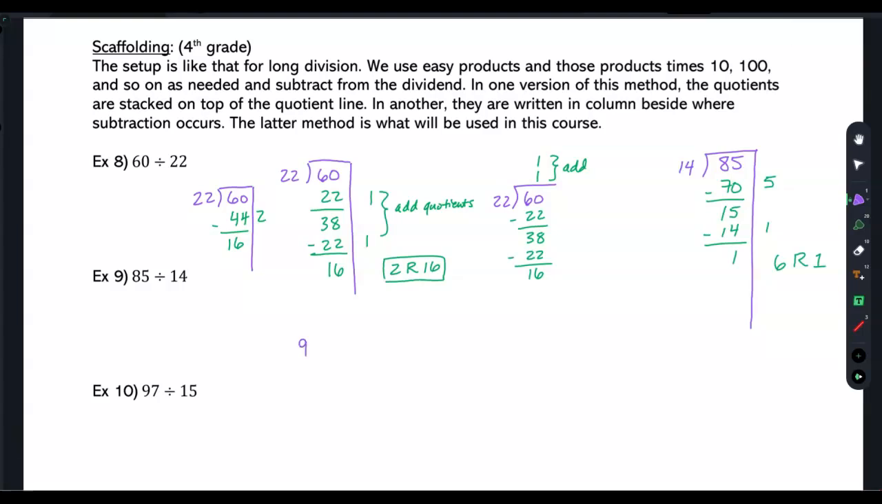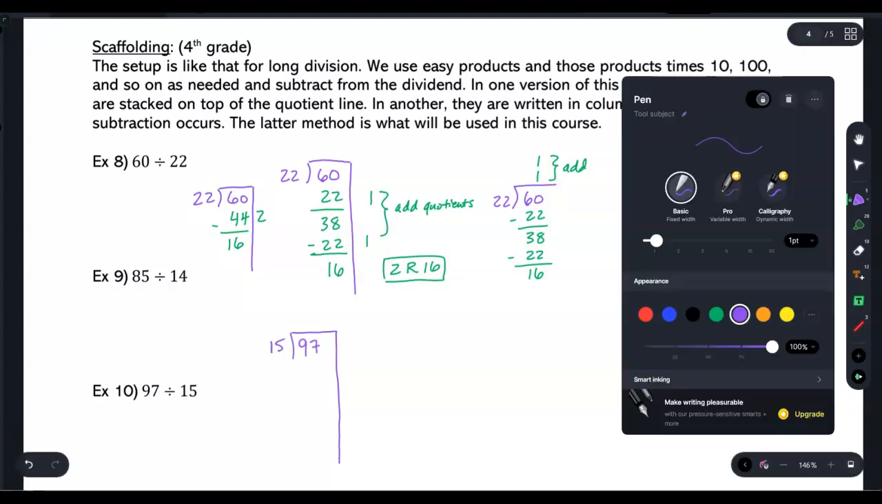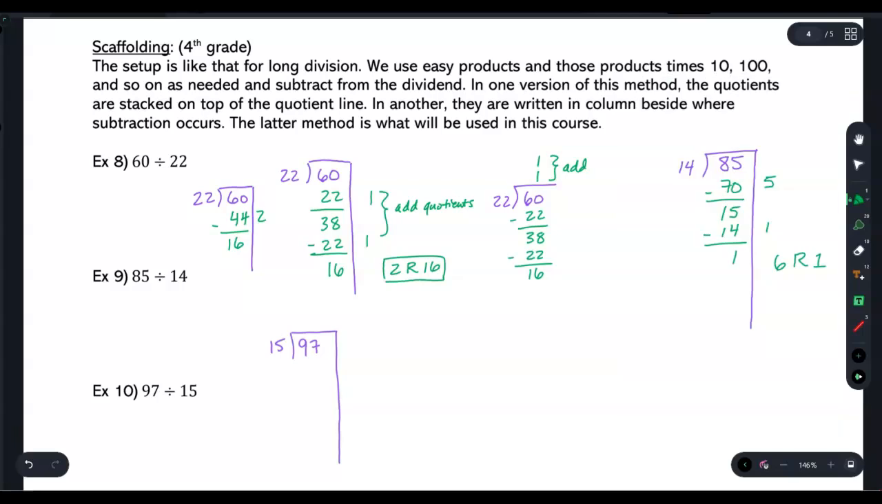All right, let's do 97 divided by 15. So we haven't done this one yet, so this is a good one to work on. So you could keep subtracting 15, but I might look for a more efficient way of doing this. So I might look for 15 times 2 is not bad, right? That would be 30. These should be things that can be easy to do in your head.